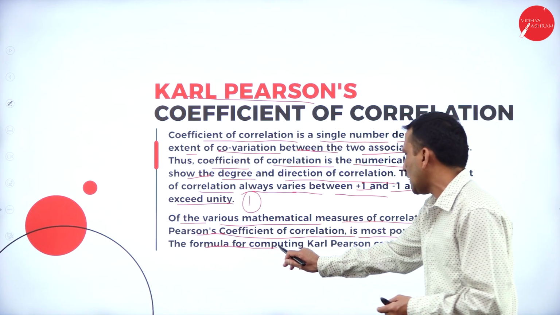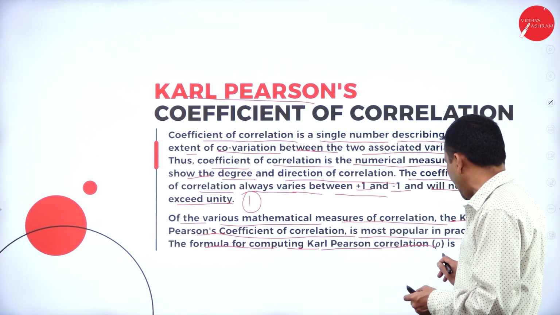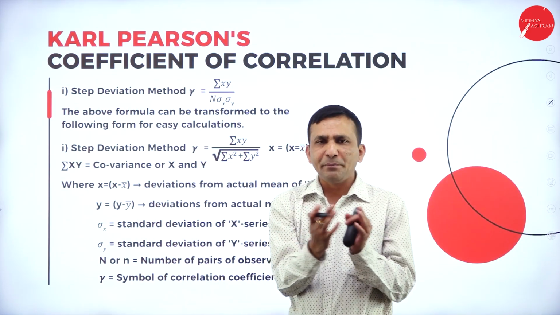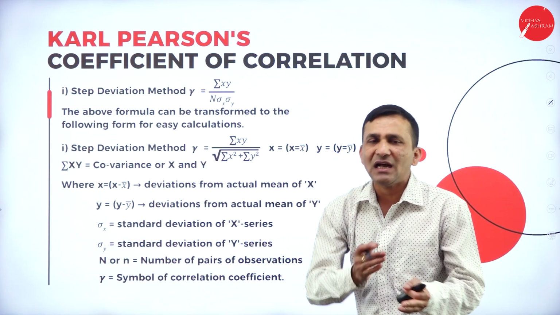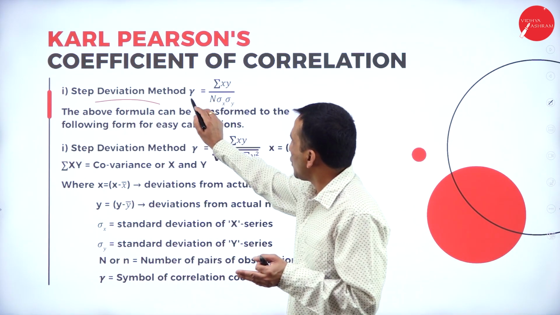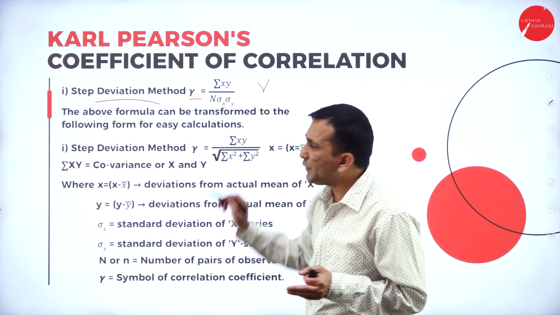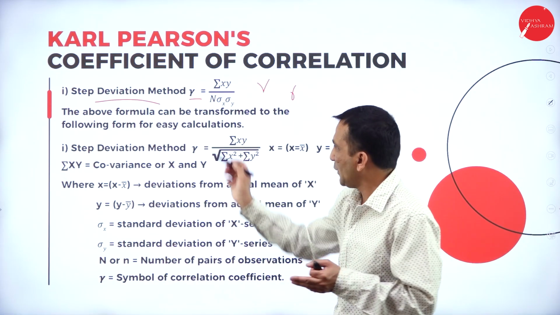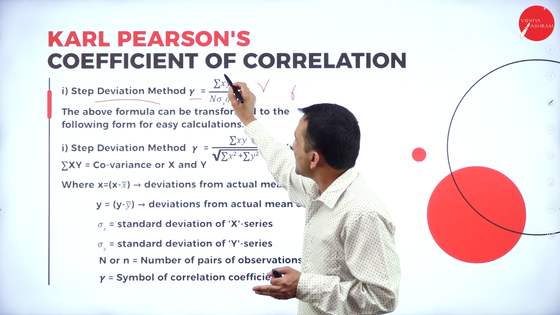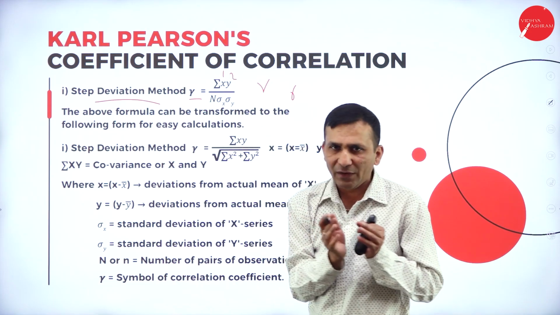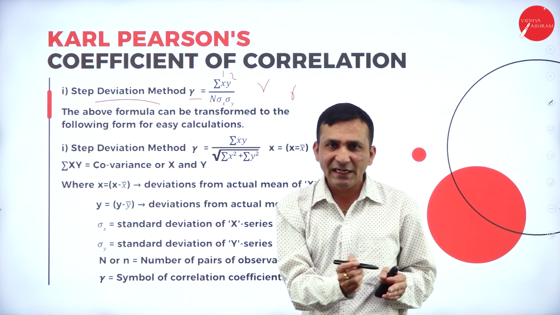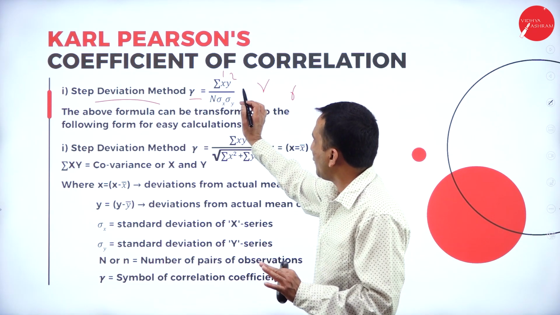The formula for computing the Karl Pearson correlation, symbolically, can be done by the step deviation method, the direct method, or the assumed mean method. The first one is the step deviation method, where you can write r or gamma for the correlation: sigma XY, where X is one variable and Y is one variable, because two variables are very important, divided by n into the standard deviation of X and the standard deviation of Y.